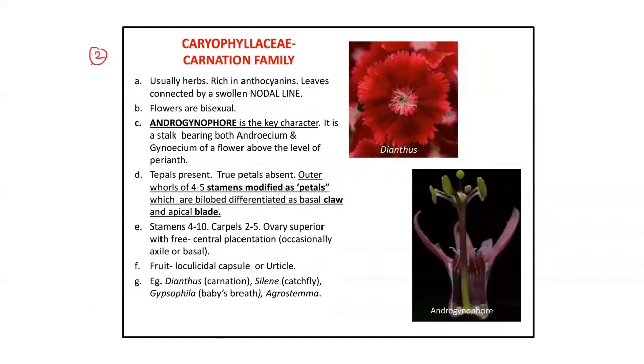The common name of this family is carnation family. Okay, then the important part is that the outer wall of the flower has got 4 to 5 stamens, and they are modified as petals, which are bilobed, differentiated as basal claw and apical blade. So they might ask you questions from these kinds of details. Then the representatives are Dianthus, Silene, Agrostemma. Okay, so these are the representatives of this family.